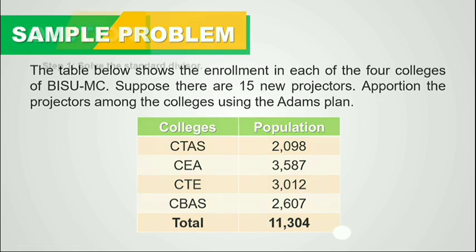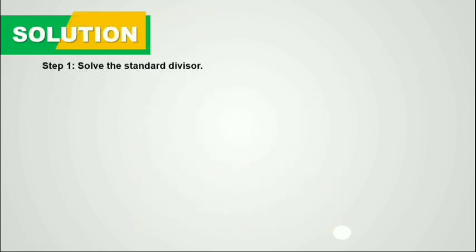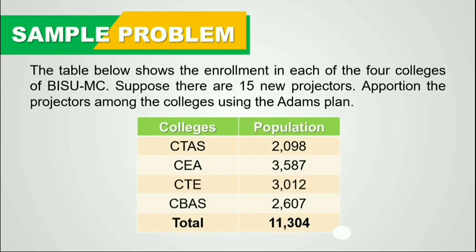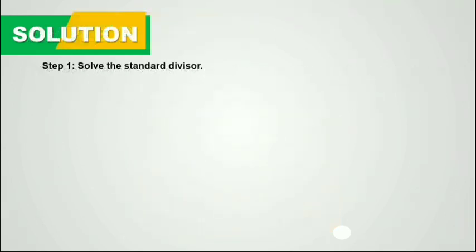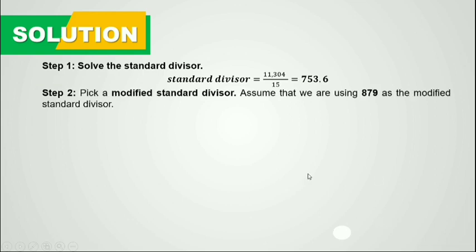First step, you have to solve the standard divisor. The formula for the standard divisor is: standard divisor equals the total population over the number to be apportioned. The total population is 11,304, so 11,304 over 15, the number of new projectors, that's 753.6.